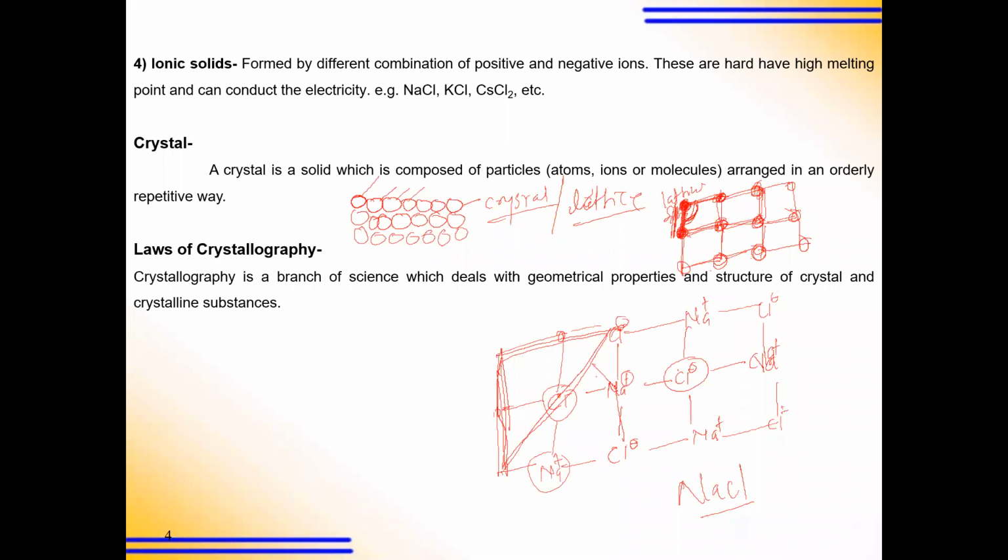Now here also there is a plane, this is a plane, here also there is a plane, this is a plane. So each plane is present at the same distance. So the points in a space lattice can be arranged in a number of parallel or equidistant planes, that are called the lattice planes.